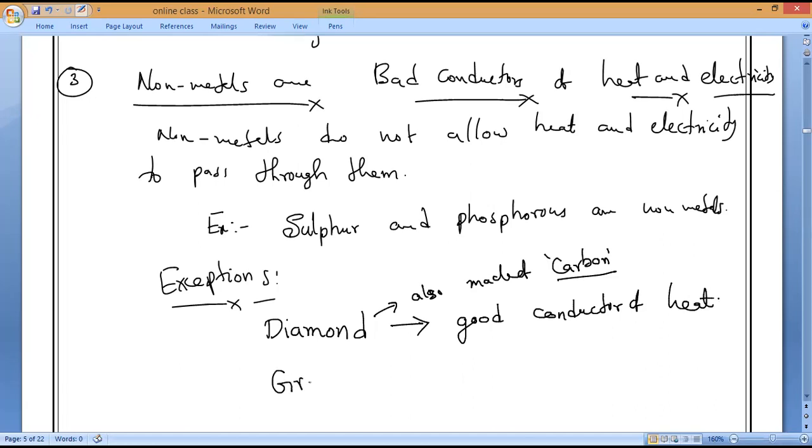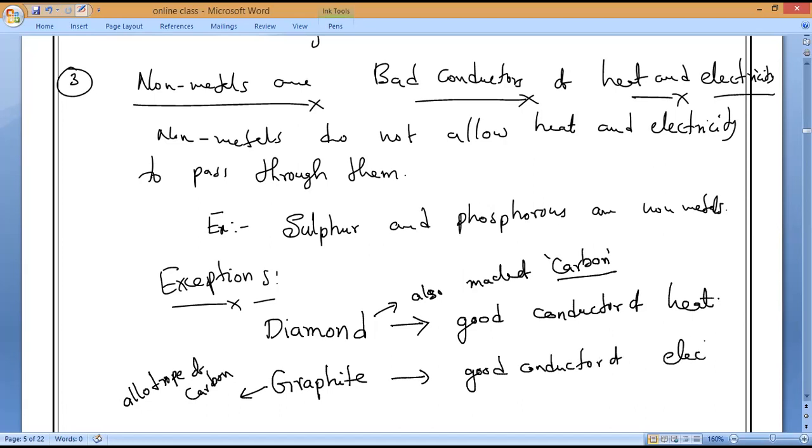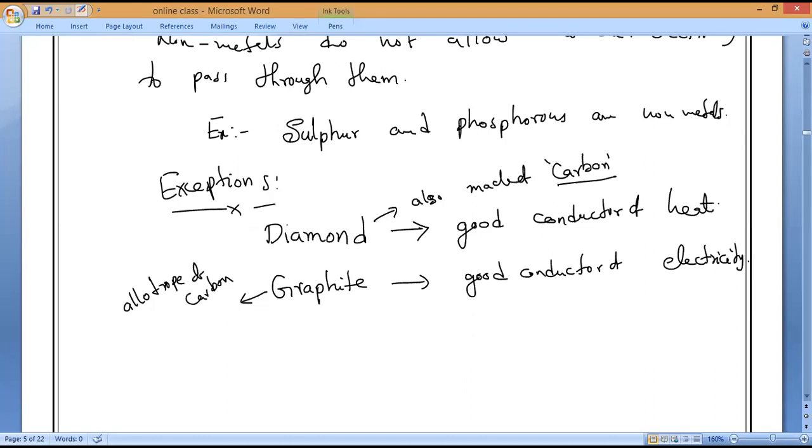Okay. Next, another form of carbon. Anybody can tell what is another form of carbon? An allotrope of carbon. Diamond, sir. Diamond is already over. The allotrope of carbon is graphite, an extremely good conductor of electricity. So this is the exception. Diamond is not a good conductor of electricity, diamond is a good conductor of only heat, and graphite is a good conductor of electricity.